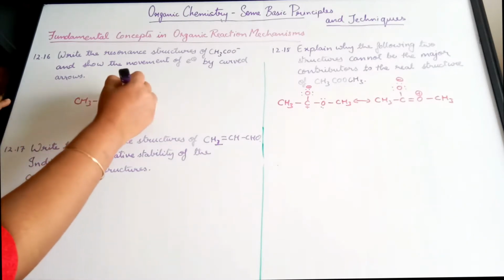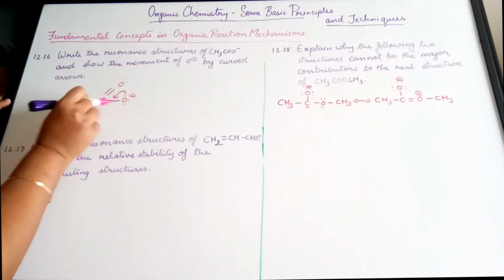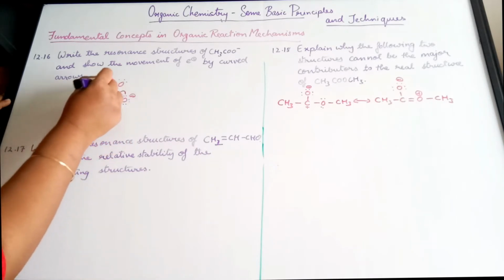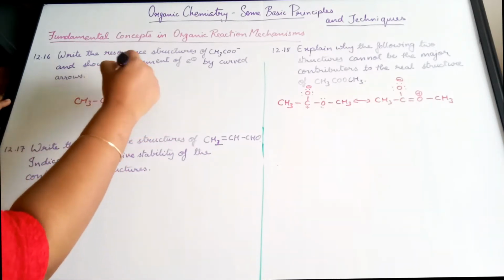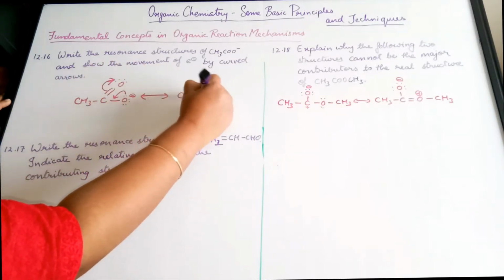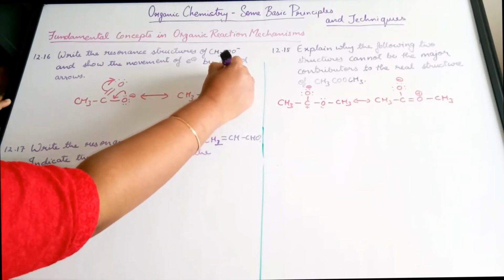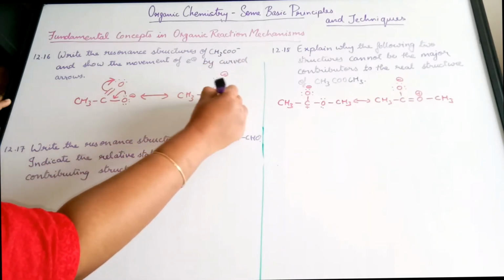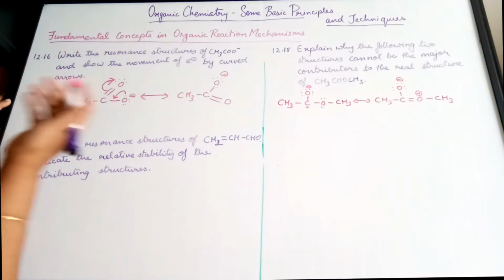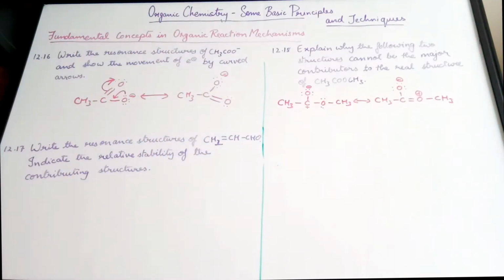So one of the pairs of electrons will move towards here to form a double bond with the carbon, and this in turn will move over here, and this leads to the formation of a single bond with the carbon and with the oxygen, and a double bond with this oxygen atom.